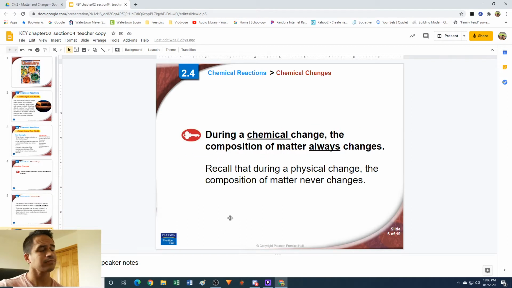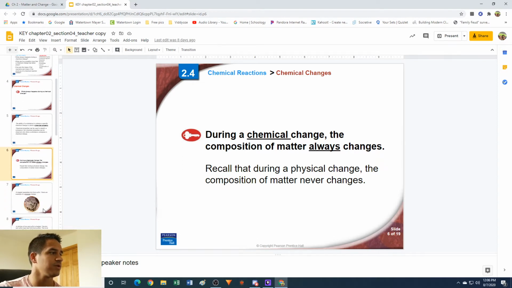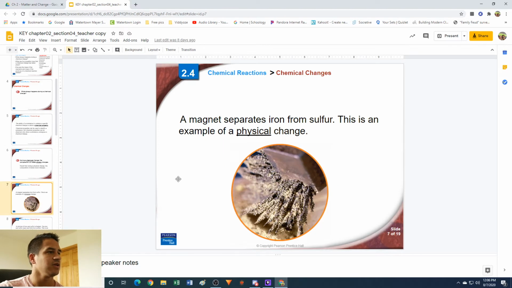Okay. So during a chemical change, the material itself is always going to change into something new. After that change has happened, you do not have the same material anymore. Physical changes, on the other hand, the material doesn't change into something new. It might look different, but it's still the exact same material. Okay. So just to remind ourselves.